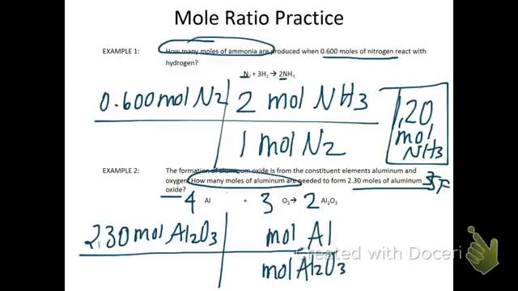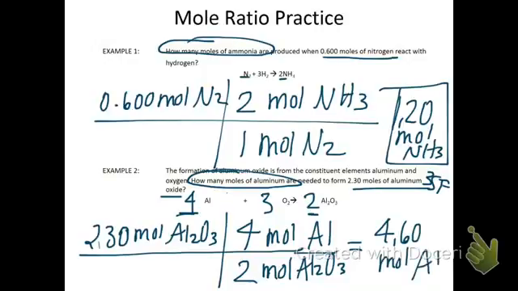So then we go to our balanced equation and get what those numbers should be. So for aluminum oxide, it's a 2 right here. So I put a 2. For aluminum, it's this 4, so it goes right there. Multiply the top, divide by the bottom, and you should get 4.60 moles of aluminum, and that would be our answer. Okay? Any questions on the mole ratio? Okay.